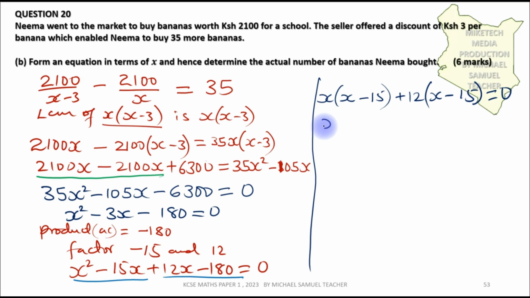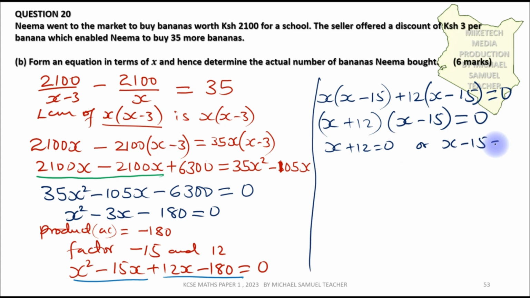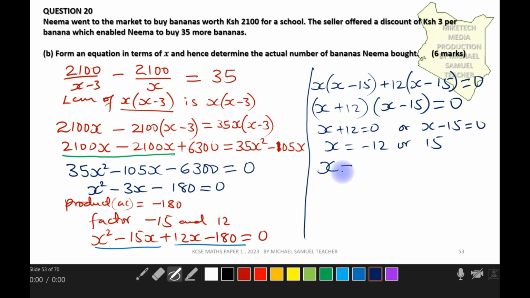So this will be x plus 12 multiplied by x minus 15 is equal to 0. So either x plus 12 is equal to 0 or x minus 15 is equal to 0. Therefore, x is equal to minus 12 or 15. The number x will be 15. So the question is, we find in terms of x, hence determine the actual number of bananas Nema bought. So x is 15.